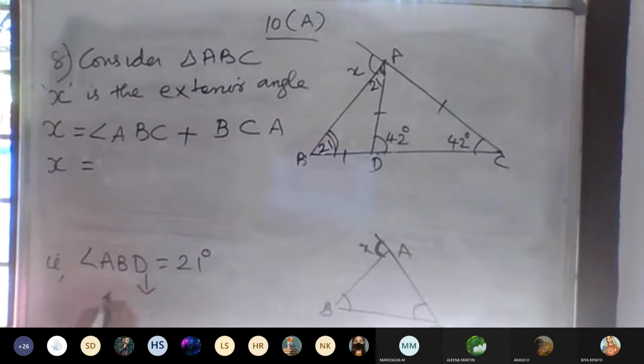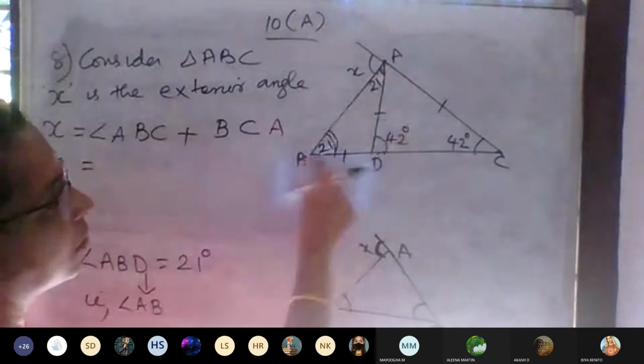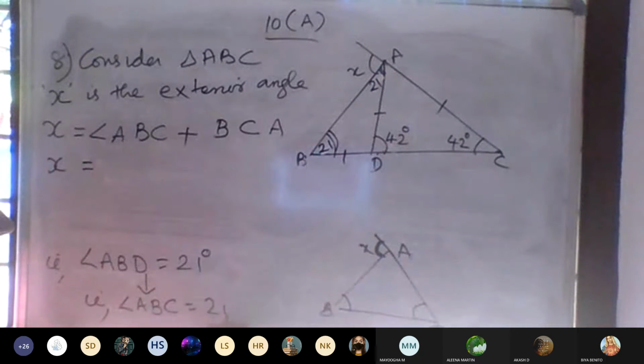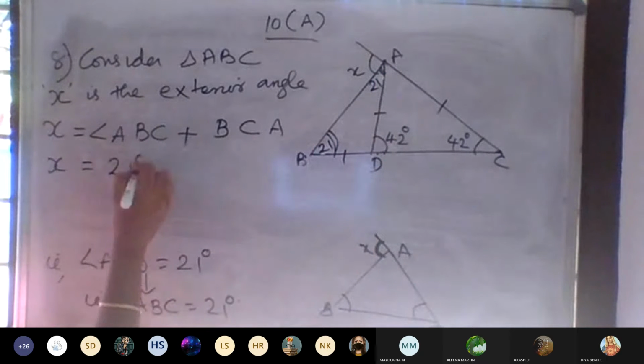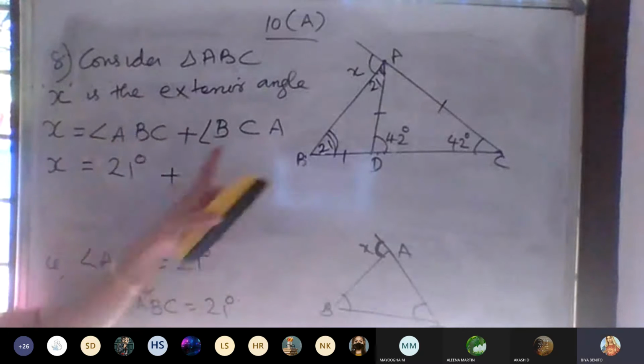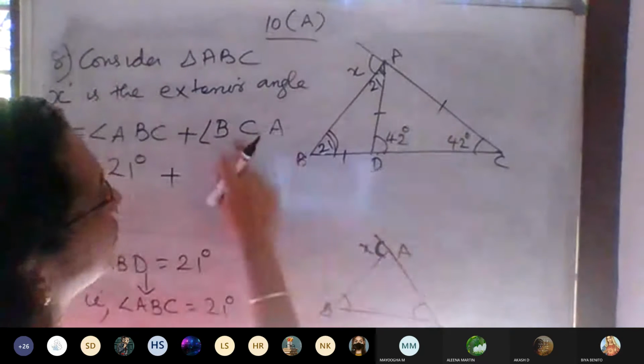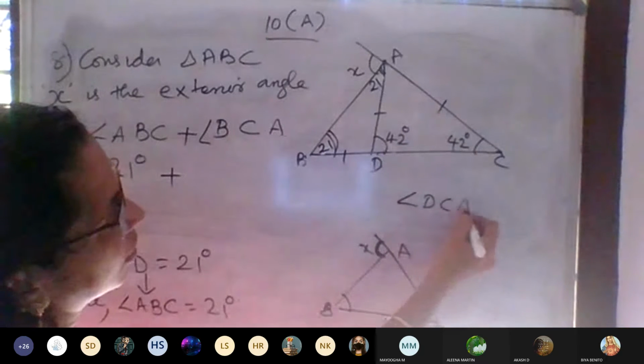If anyone needs, write here: angle ABD is equal to 21 degree. There itself you write, instead of D, extend that ABD we wrote. That is ABC. ABC is equal to 21 degree. So we can write it as 21 degree plus. Look at angle BCA. Instead of BCA, we wrote DCA.